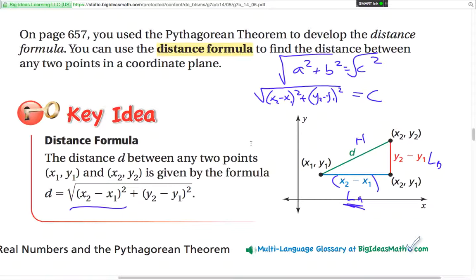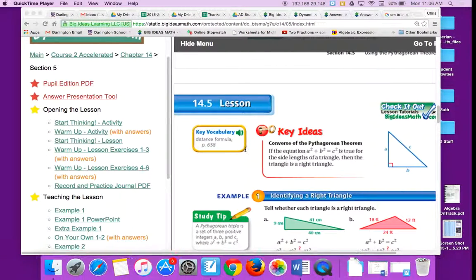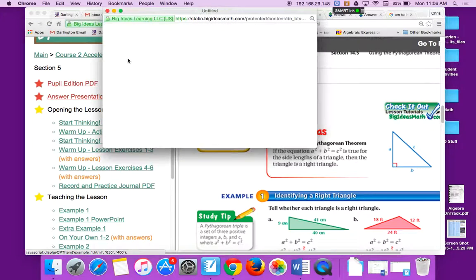So do you have to memorize the distance formula? No. If you have already memorized the Pythagorean theorem, which I think most of y'all have, you're going to use it so much. That's all you really have to know. That's just so you know where it came from. The distance formula came from the Pythagorean theorem. All right, so let's look at some examples.